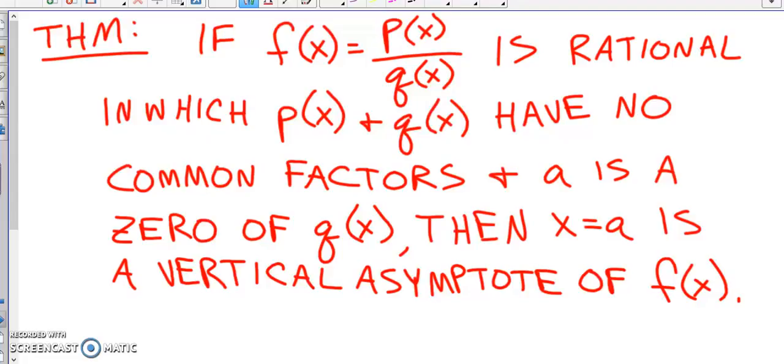So obviously knowing where your vertical asymptotes are would help you tremendously in being able to graph something like this. And you are going to be expected to be able to graph something like this.